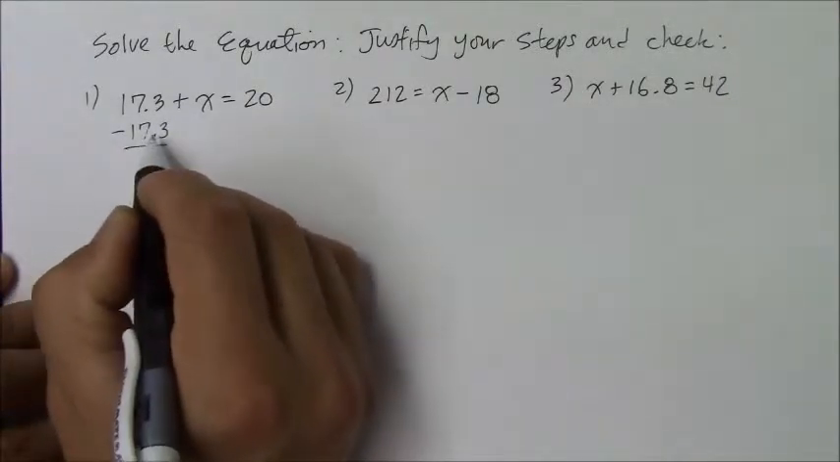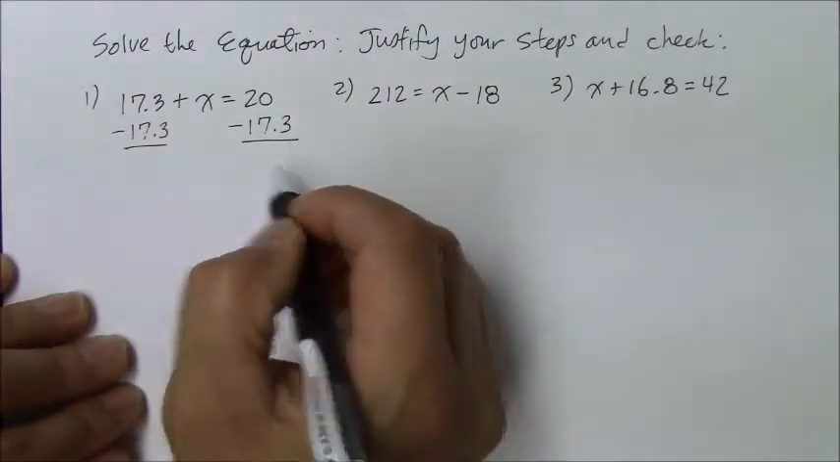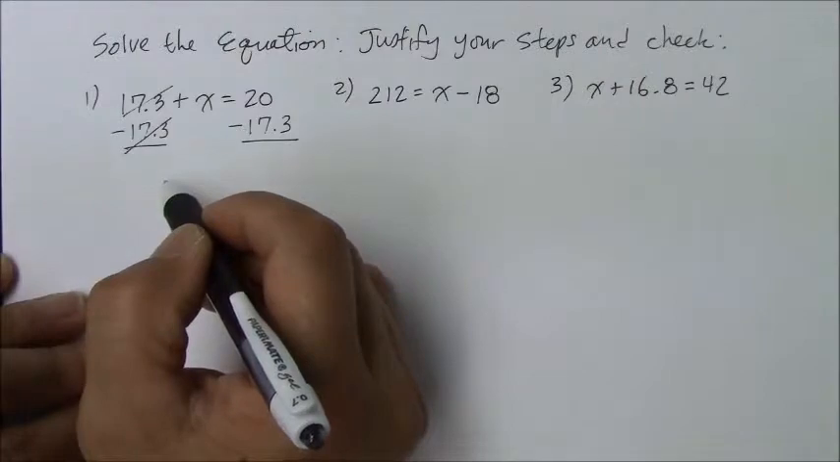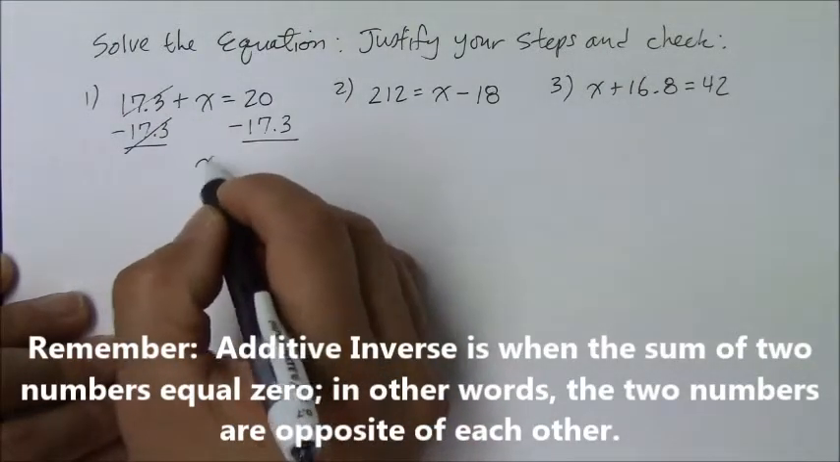And whatever you do to one side of the equation, you do it to the other. So on the left side of the equation, 17.3 and negative 17.3 are additive inverses, so they become 0. All that's left is x on the left.